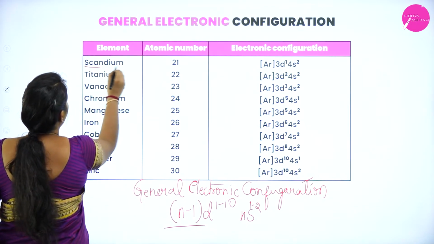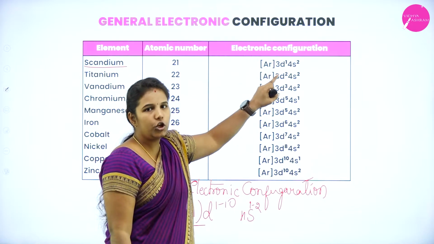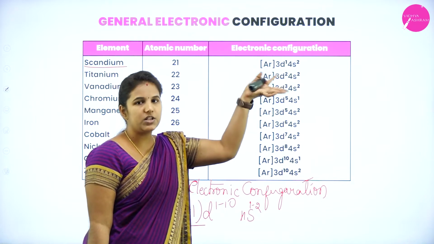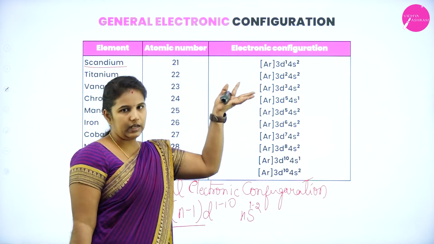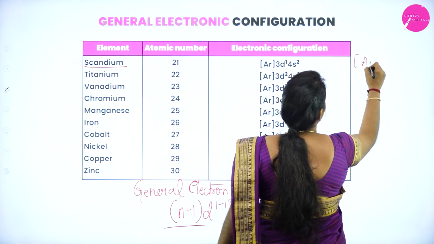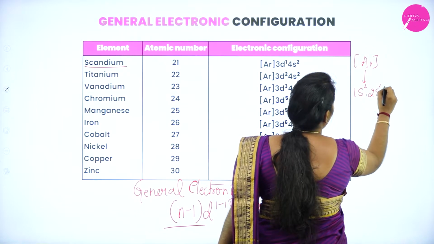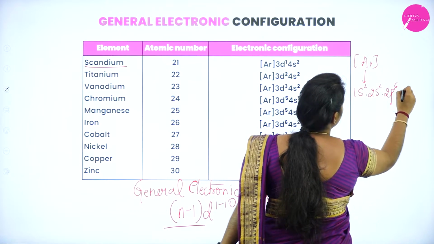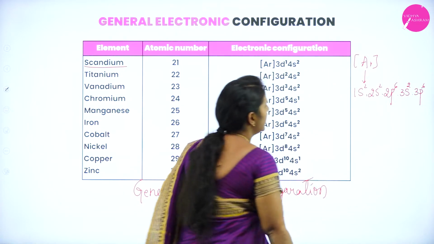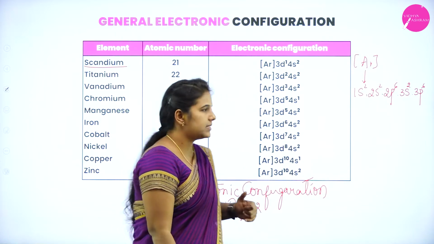First I will go with scandium, which has atomic number 21, and the electronic configuration goes like this: argon. Argon has 18 electrons, is it right? And you can write the argon electronic configuration also: 1s2, 2s2, 2p6, 3s2 and 3p6. So there are 18 electrons in argon, that is why I have considered argon as a constant.